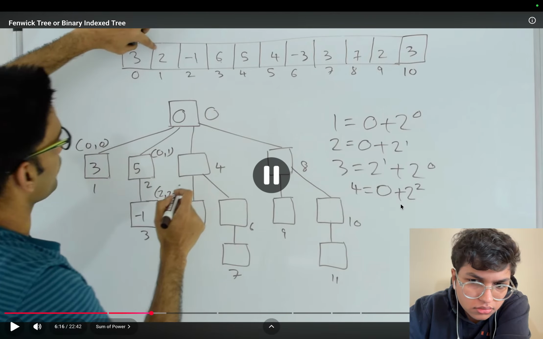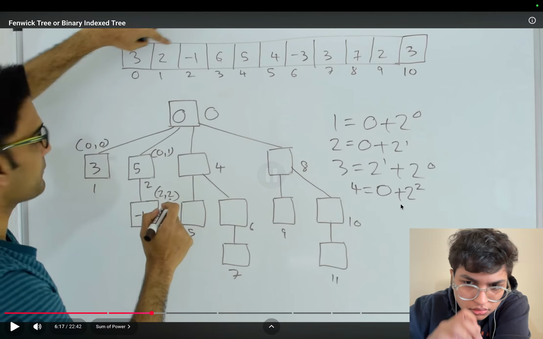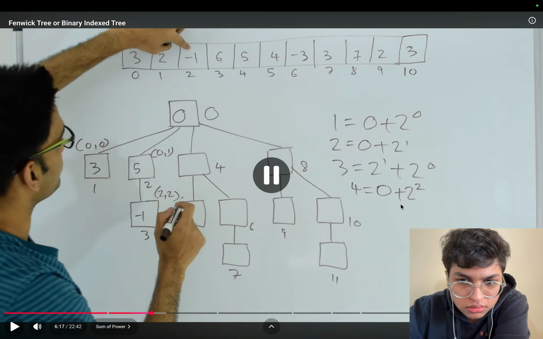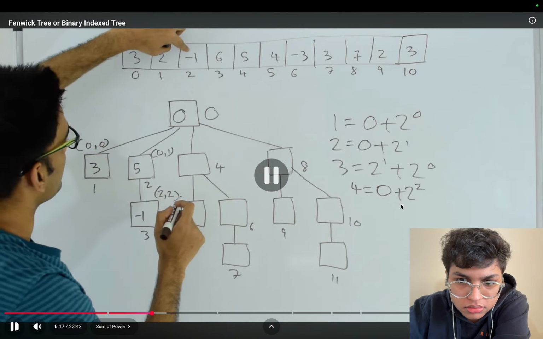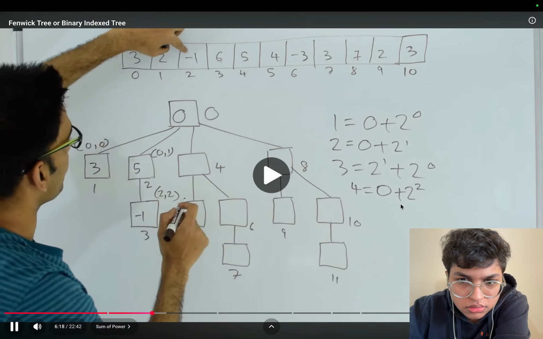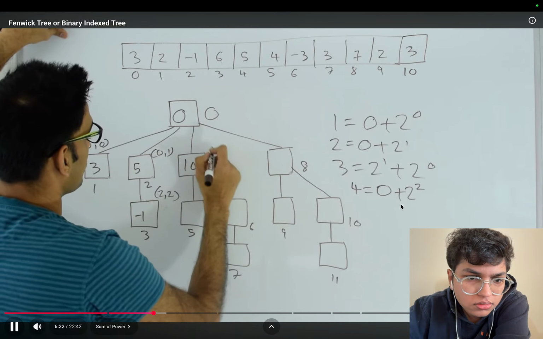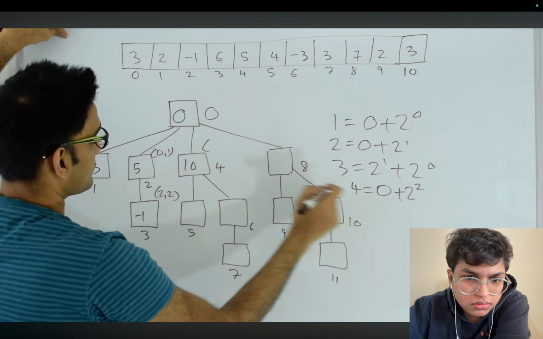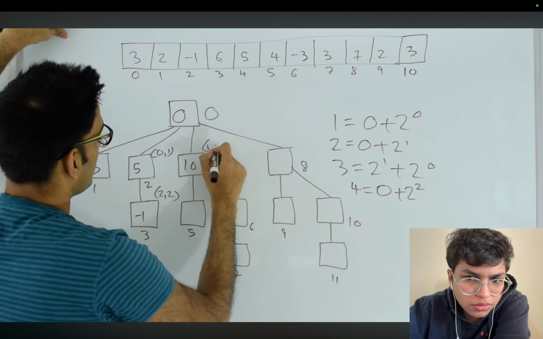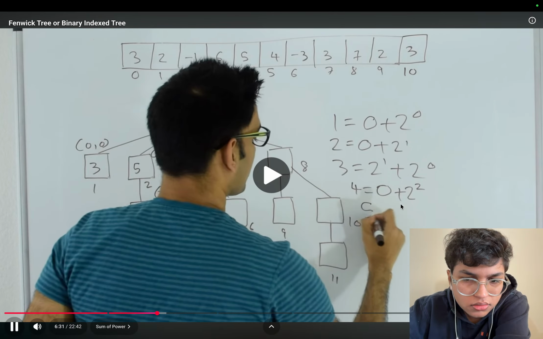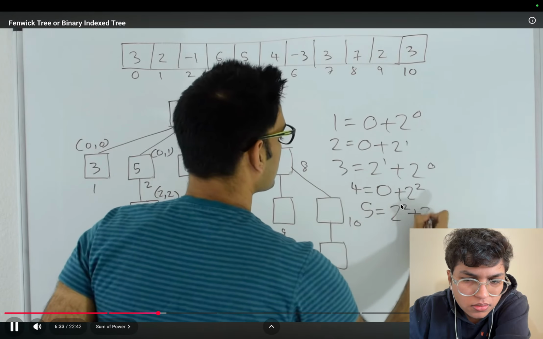3 plus 2 is 5. 5 minus 1 is 4. 4 plus 6 is 10. So 10 is stored at 4, and this is 0, 3. Let's look at 5. 5 is 2 raised to 2 plus 2 raised to 0.